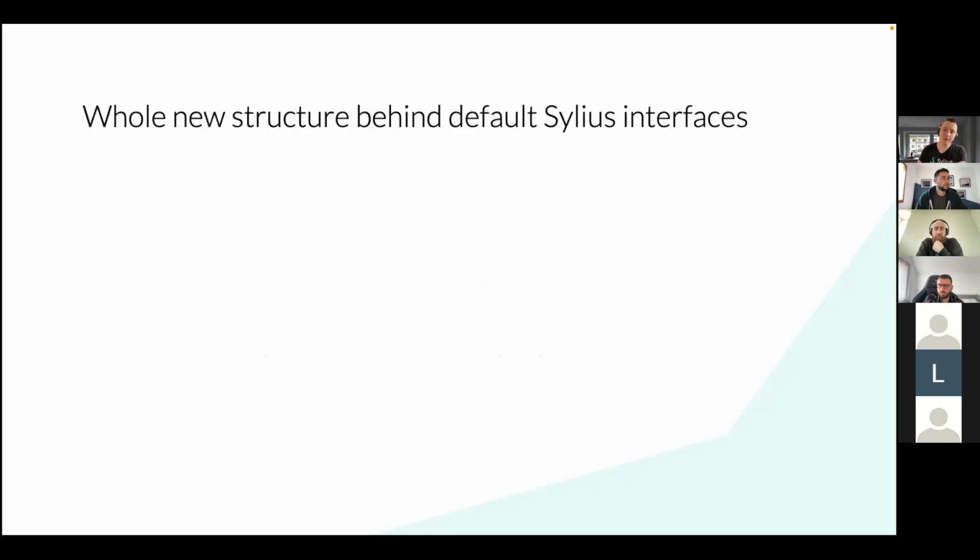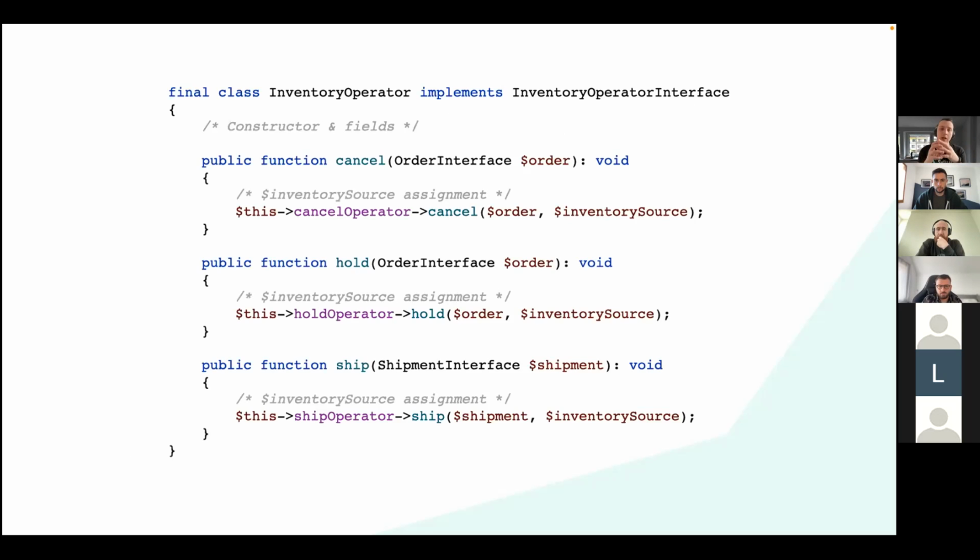Inventory is the whole new structure behind default Sylius interfaces. If you check how the inventory is developed in Sylius right now, you will see that there is an inventory operator that contains 3 methods: cancel, hold, and ship. In Sylius Plus, we took the interface from Sylius, but then delegated the work to separate classes because the logic starts to be much more complicated.